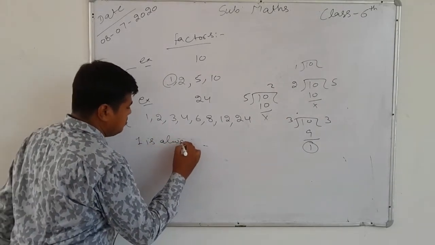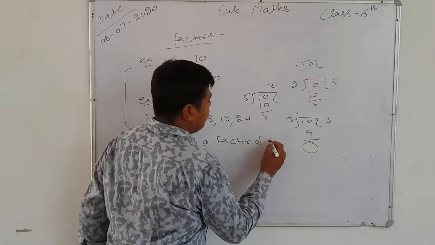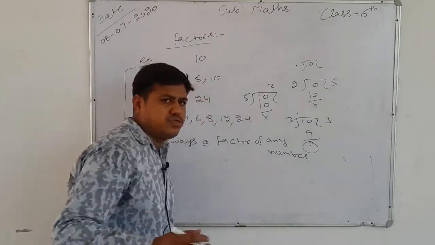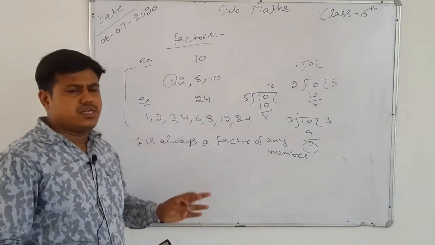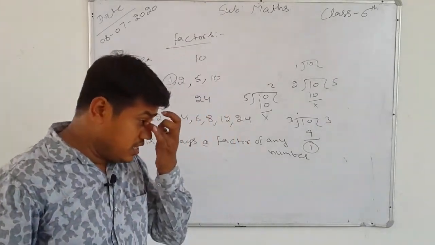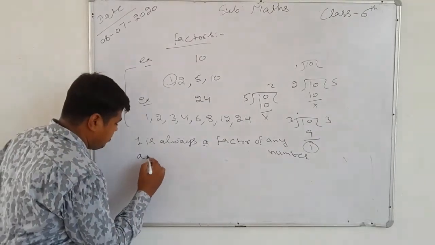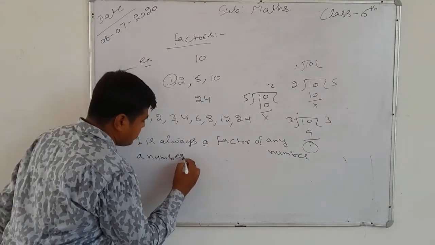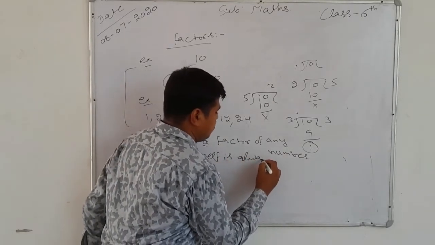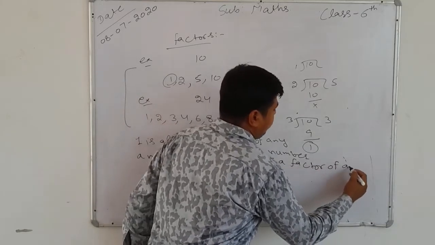So from these two examples, we conclude 1 is always a factor of any number. Choose any number, 10, 20, 30, 40, 24, 57, whatever, 1 is always a factor of any number. And a number itself is always a factor of any number.